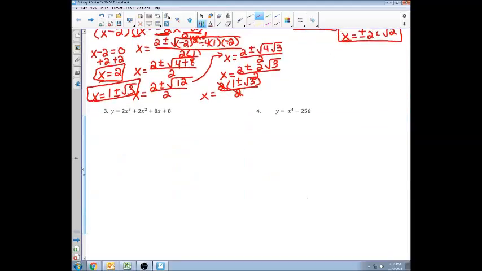Again, if you're having issues with square roots, there's a video on square roots, or you can come in and get some extra help on that as well.